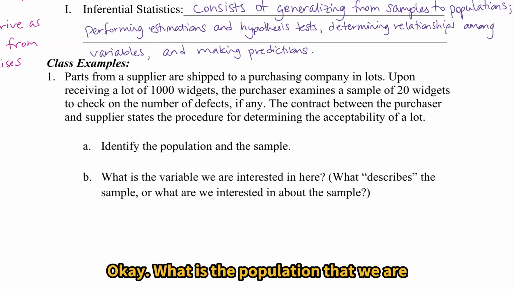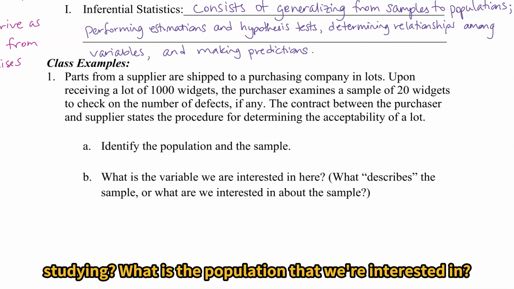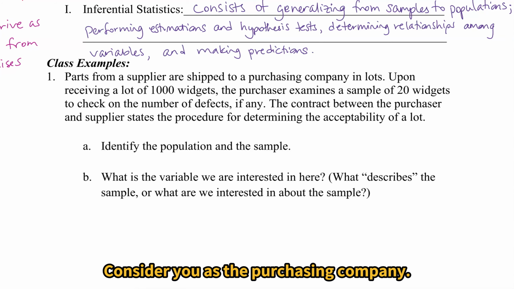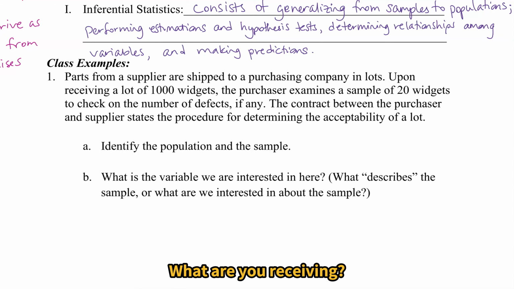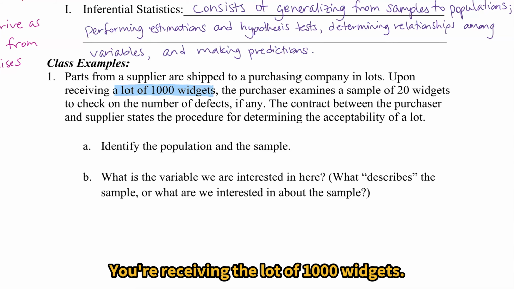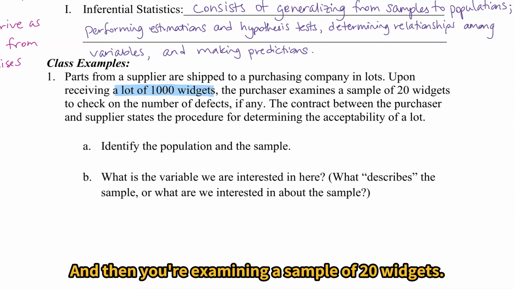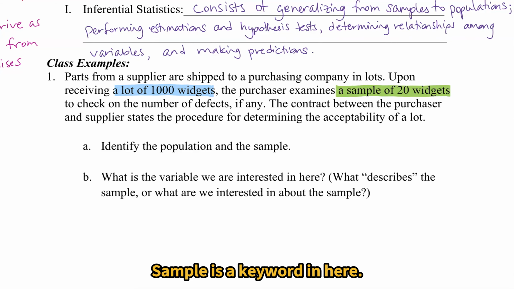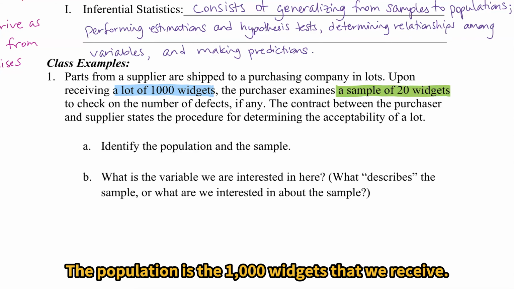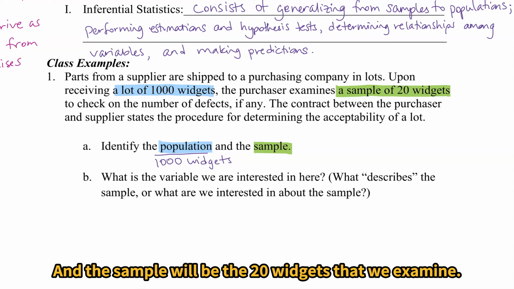Okay, what is the population that we are studying? What is the population that we're interested in? Consider you as the purchasing company. What are you receiving? You're receiving the lot of 1,000 widgets. And then you're examining a sample of 20 widgets. That sample is a key word in here. The population is the 1,000 widgets that we receive. And the sample will be the 20 widgets that we examine.